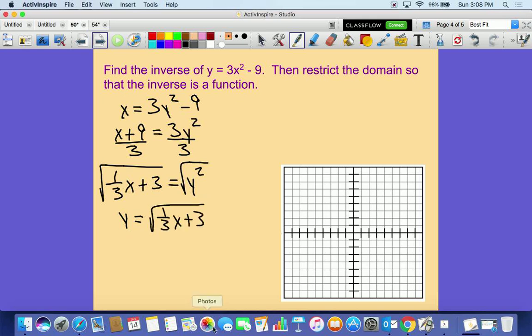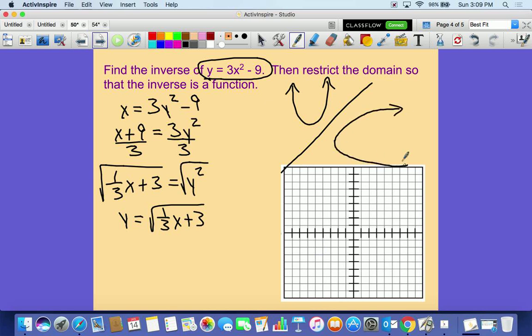Alright, now if you were to graph this out, we know that this equation, if we were to graph it, would be some sort of parabola going up. If that were to flip over the line y equals x, what would that parabola look like? It would look something like that.